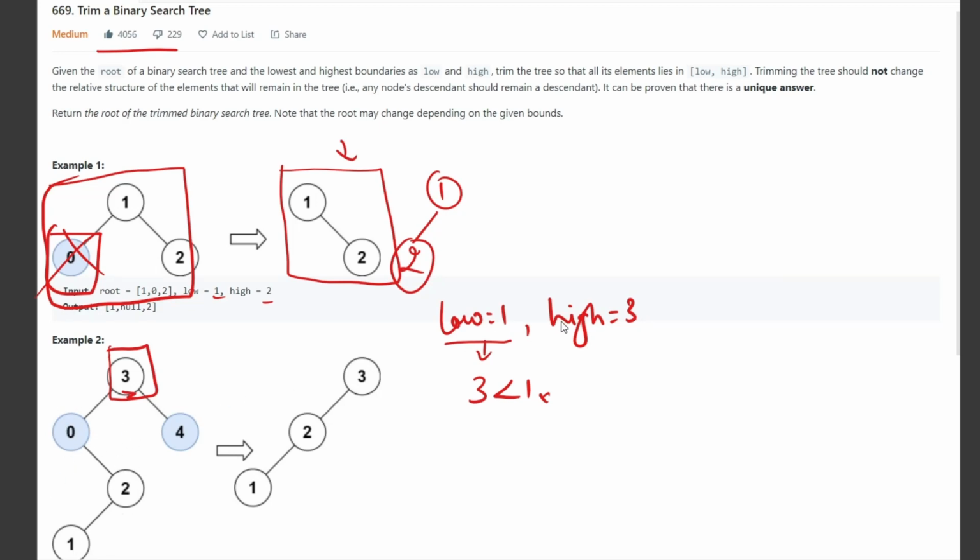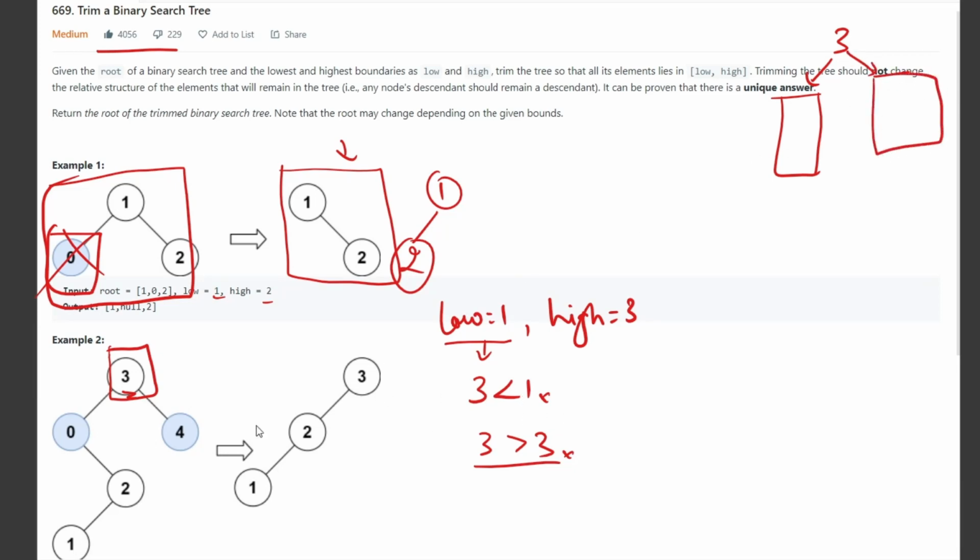Now let's see if our root value is greater than high. Is 3 greater than 3? No. That means the root can stay in our answer. So we are going to check both sides, find the trimmed binary search tree on the left and the trimmed binary search tree on the right, and join them. So our answer will be like this: a trimmed BST on the left and a trimmed BST on the right.